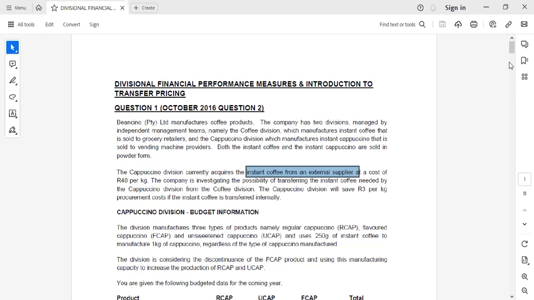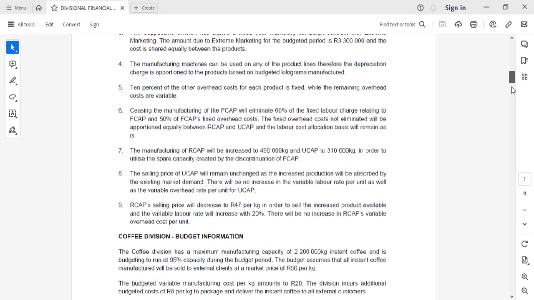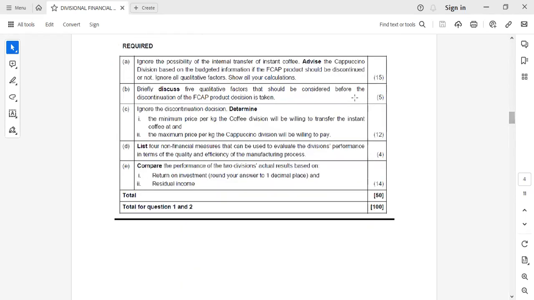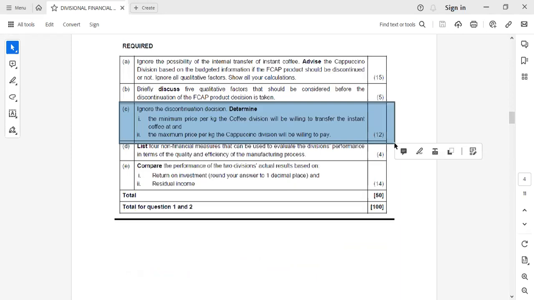Right. Now let's go and check. Our focus on this question is here, number C. I think you know that we did E in the previous class when we were doing performance management. Ignore the discontinuance decision. Determine the minimum price per kg the coffee division will be willing to transfer the instant coffee. The coffee division is the supplier. They are selling coffee, which is required by the cappuccino division. So for how much can they transfer that instant coffee?